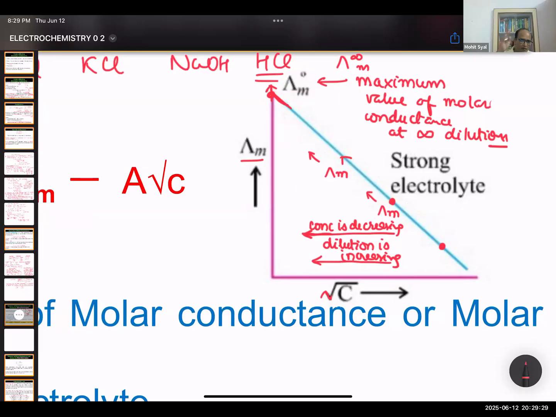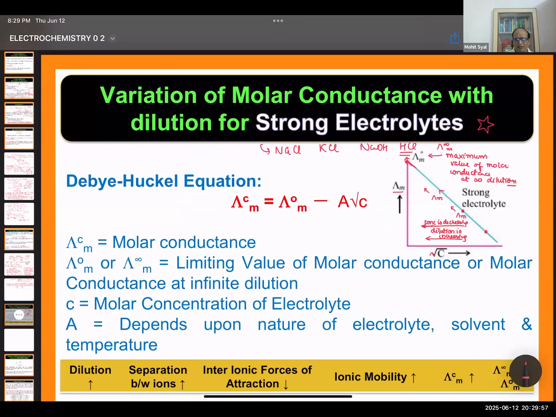Because the graph is linear. And we love linear graphs, we love straight lines because they are very easy to predict. Once you have the equation of a straight line, you can easily predict what value of x and what value of y you will have at any point. And for a strong electrolyte, I would like to say this is a straight line graph between molar conductance and the square root of concentration.